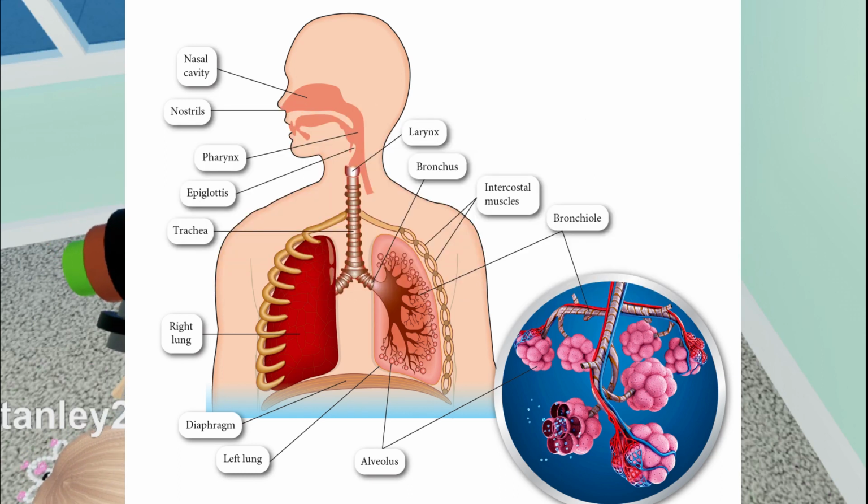First, the air moves through the nostrils, then to the nasal cavity, then to the pharynx, to the larynx, to the trachea, the bronchus, the bronchioles, and finally the alveolus. Did you get that? Yes.